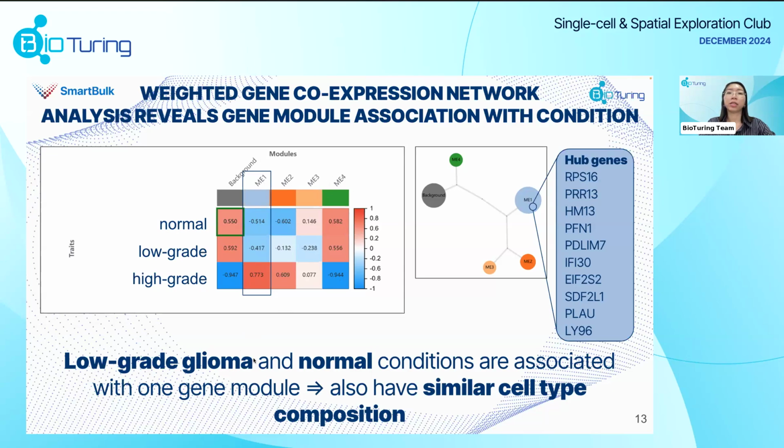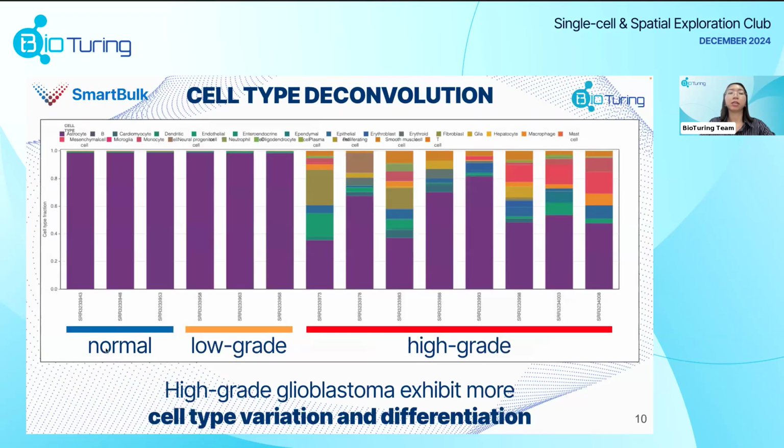So we saw this pattern of the low-grade glioma and the normal conditions associating with each other as well, because when I performed the cell type deconvolution, we also saw that they had similar cell type composition. So going back a few slides here, you can see our normal and our low-grade, they have very similar cell type composition.